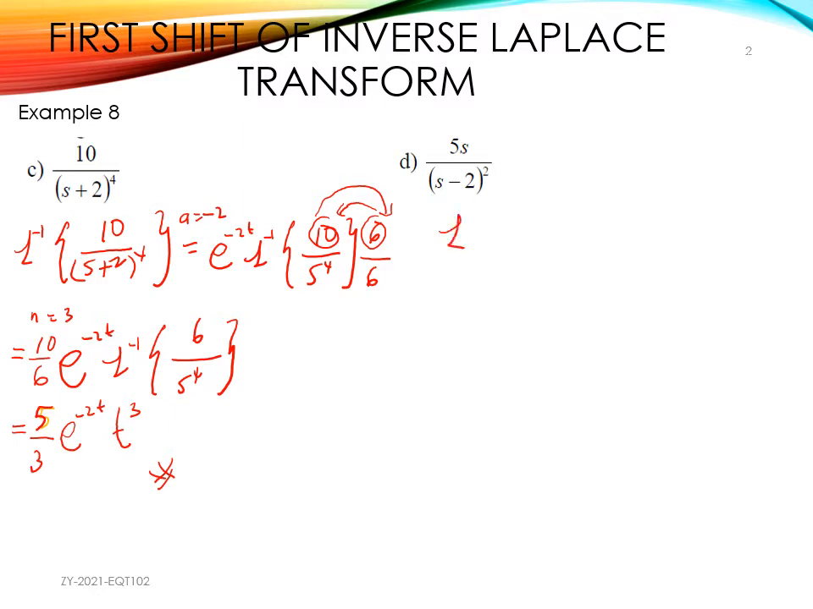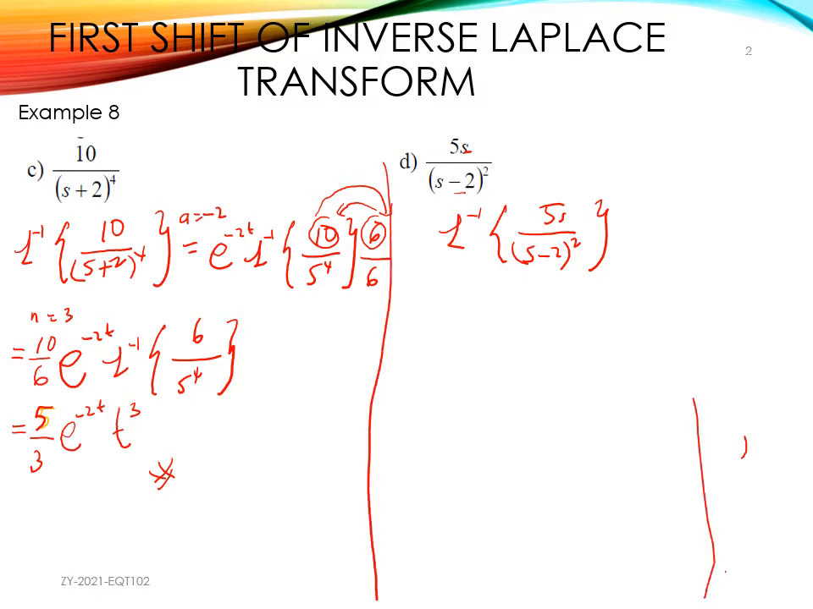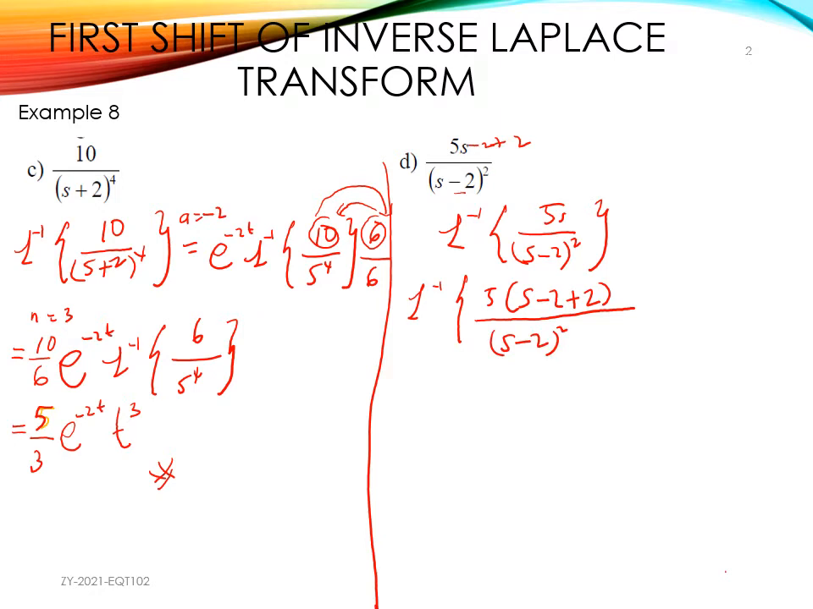Next, for d, we want to find the Laplace inverse of 5 over (s minus 2) squared... Here it's a little bit tricky because we have s minus 2 here, but only s here. So this one cannot happen. When it is s minus 2, we need to put s minus 2 here. But we cannot simply put it like that, so we need to put minus 2 plus 2. So it will be the Laplace inverse of 5 times (s minus 2 plus 2), so that we don't change the value of the question.